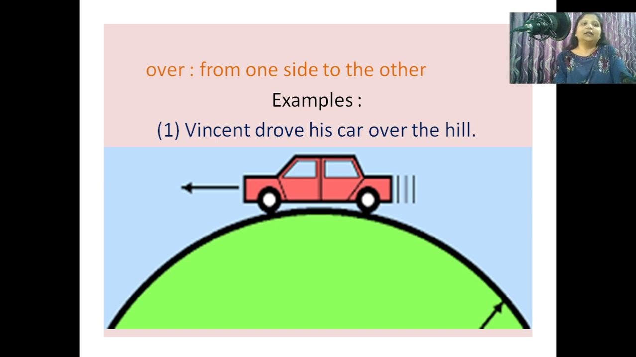Okay, another use of over is to indicate from one side to the other, to move from one side to the other. So let's see examples. First, Vincent drove his car over the hill. So here in the picture you can clearly see that Vincent drove his car over the hill. The hill is seen and he drove his car over the hill. So this way you can use over.